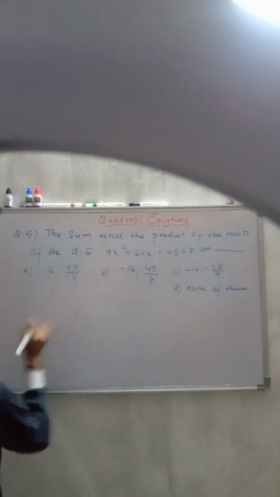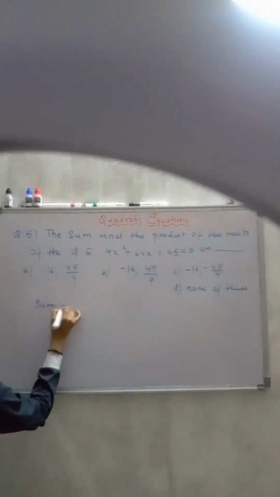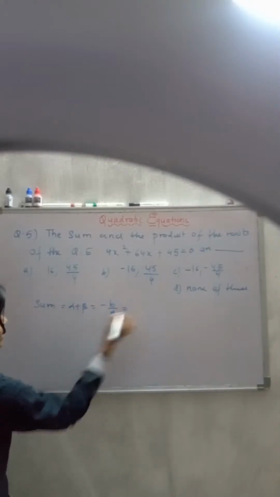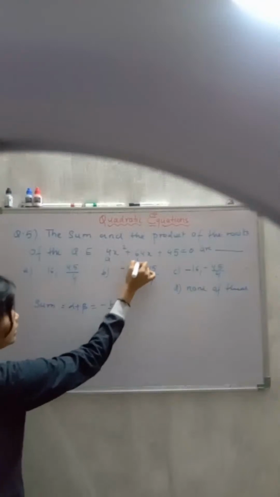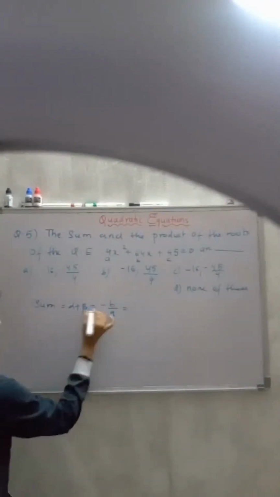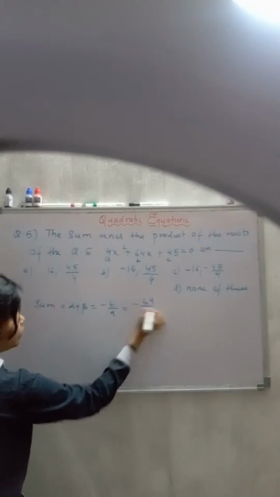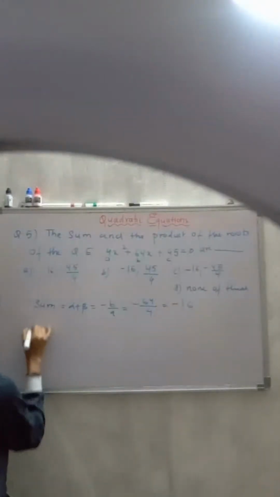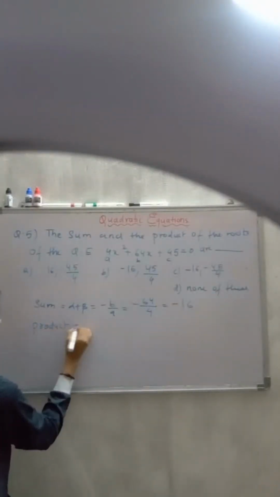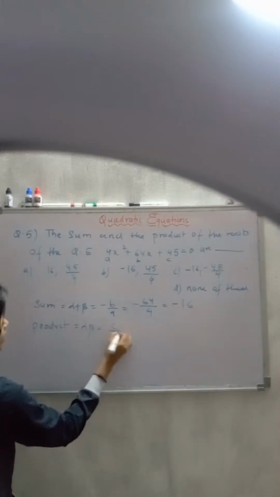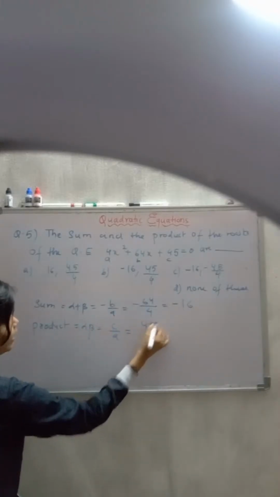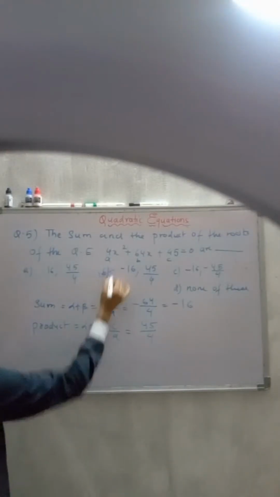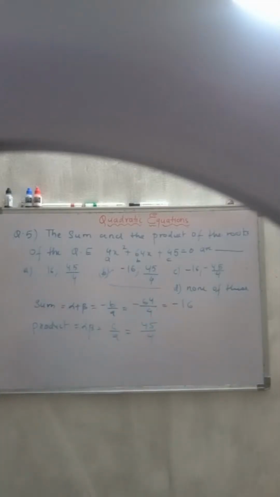We have a quadratic equation. We know sum of roots equals minus b by a. This is A, this is B, this is C. Minus 64 by 4 is minus 16. And product of roots is C by A, 45 by 4. So minus 16 and 45 by 4. Option B is the correct answer.